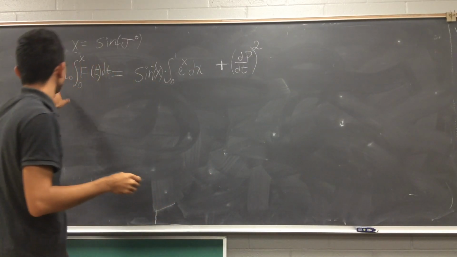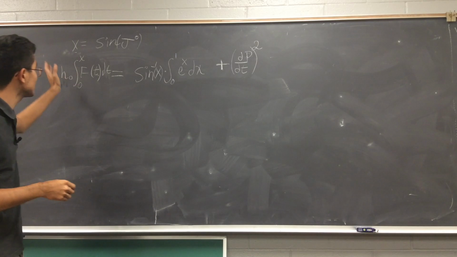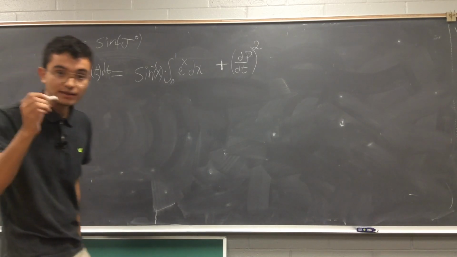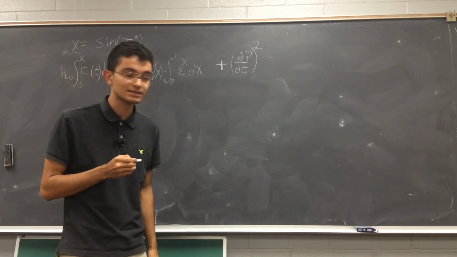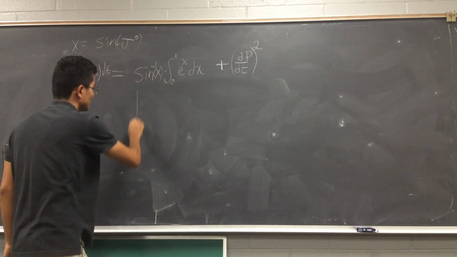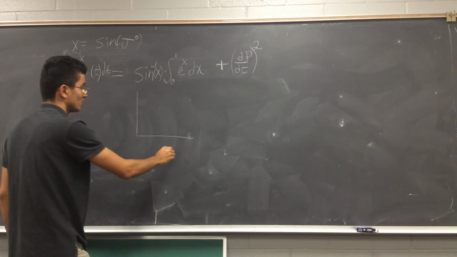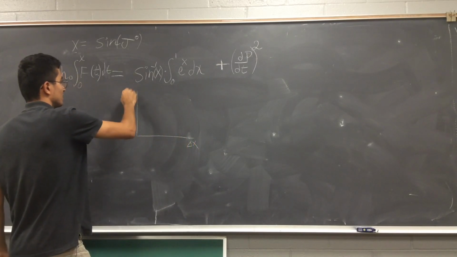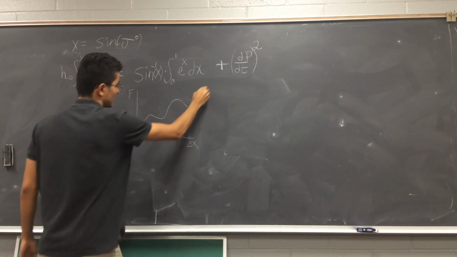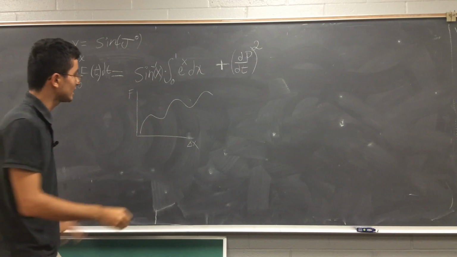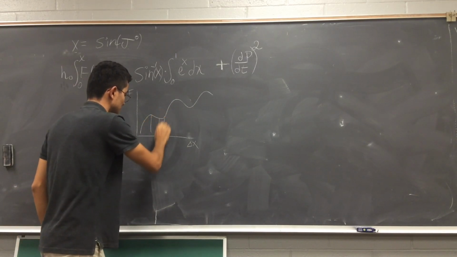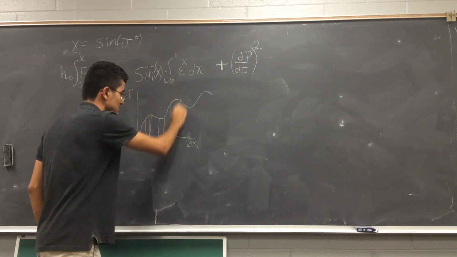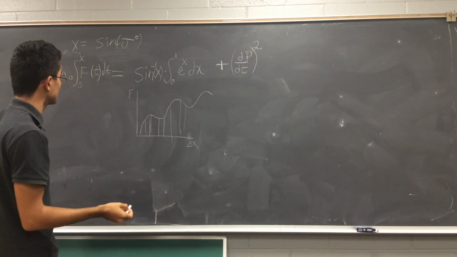We have the initial height times the integral of force dt. It reminds us of something very important in physics: the integral of force over some distance, delta x. Imagine this is an arbitrary curve. It's going to be the area below this curve, so the area below this curve is essentially the work done by this force.